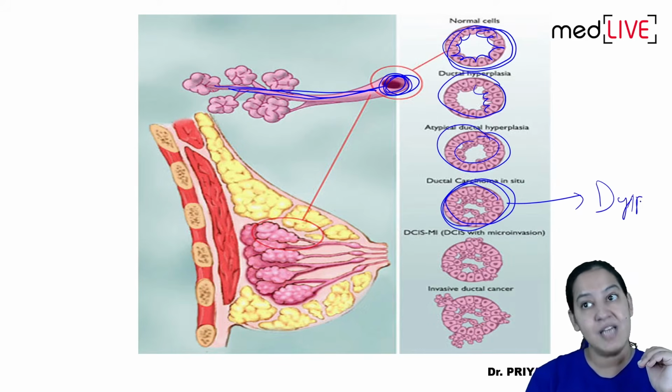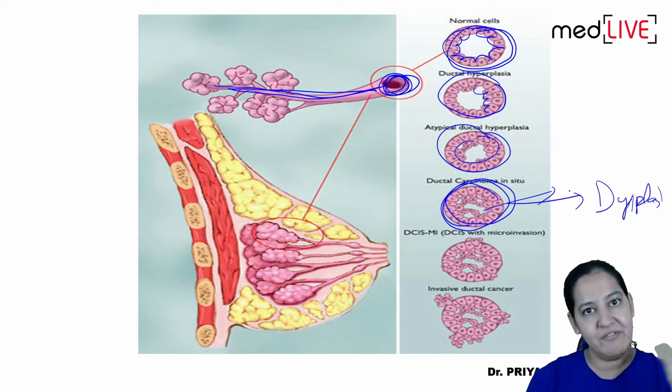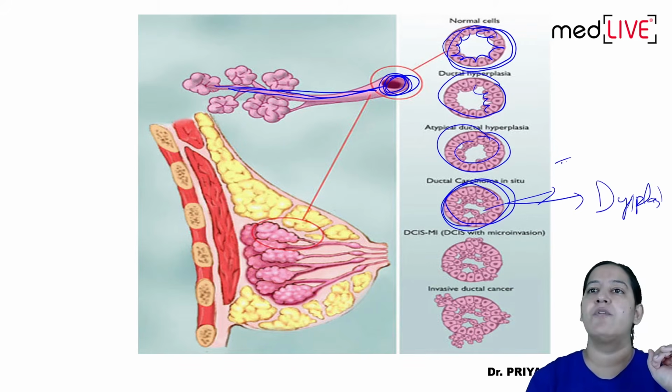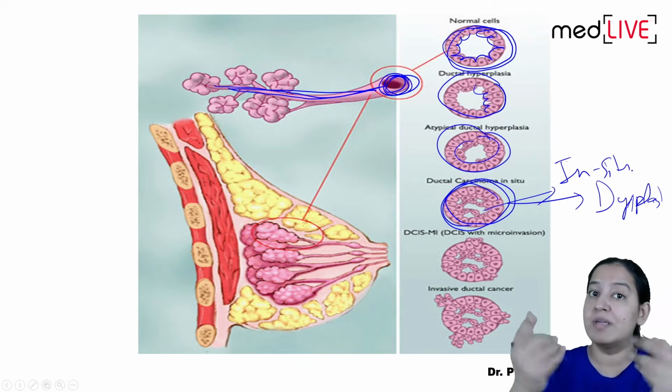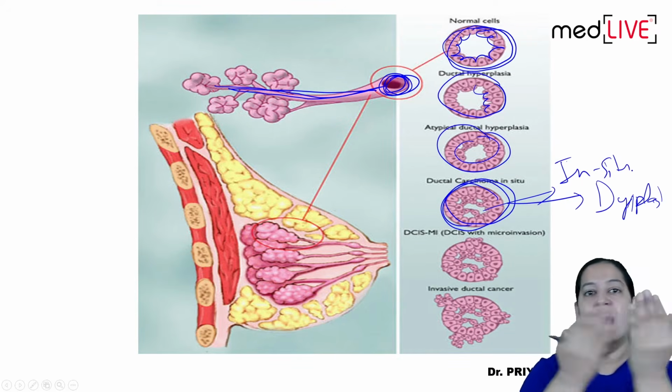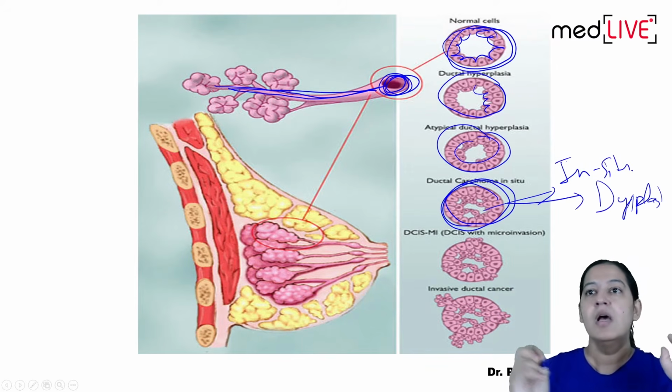Dysplastic cells. These are tumor cells, but present within the cavity. Tumor cells are not coming out. They are present within the cavity. So it is known as non-invasive or in situ. So in situ is within the duct. The tumor cells are present within the lumen of the duct. They are not breaching and coming out into the stroma. So this is in situ.